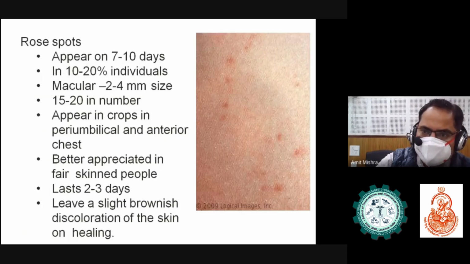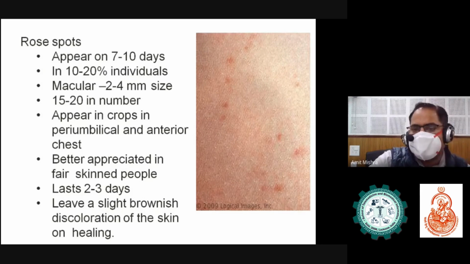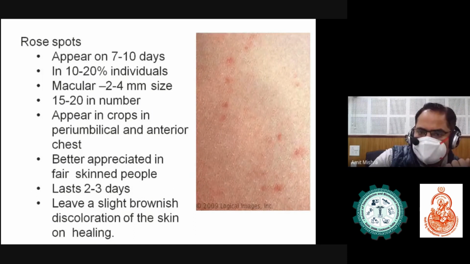These are the rose spots which you can see in the picture. They appear on the 7th to 10th day. In 10 to 20% of individuals we find these rose spots. They are macular spots, 2 to 4 mm in size, around 15 to 20 in number. They appear in crops around the periumbilical area and anterior chest. They are better appreciated in fair skinned people, last for 2 to 3 days, and leave a slight brownish discoloration of the skin on healing. So they last only 2 to 3 days. So this is not a measure. We get them in only 10 to 20% of individuals.